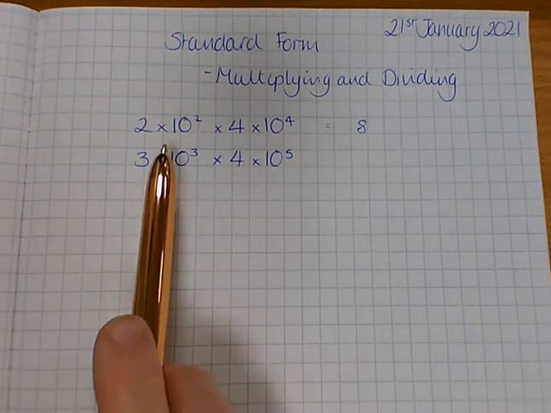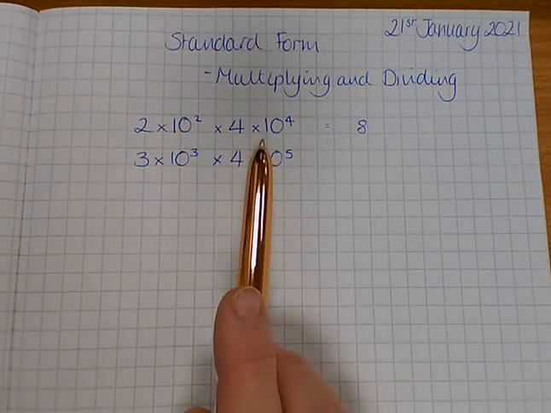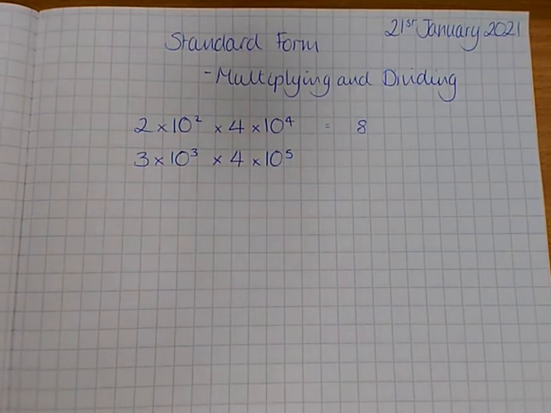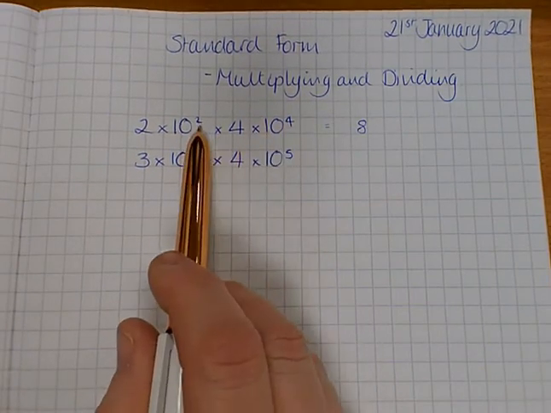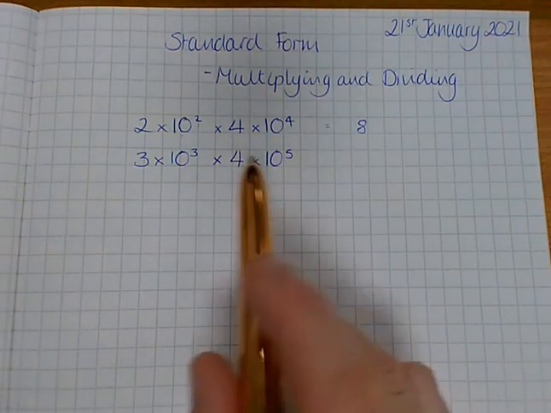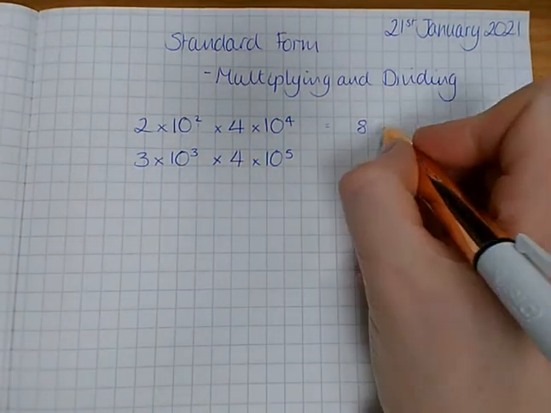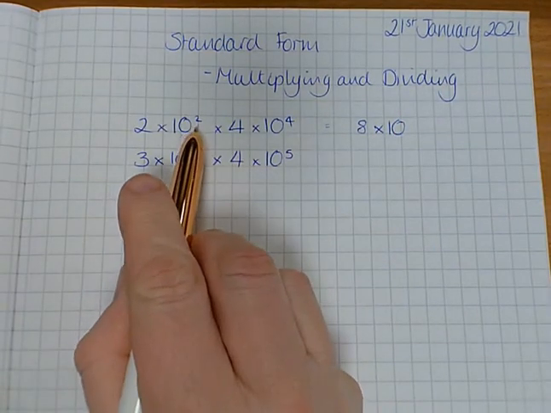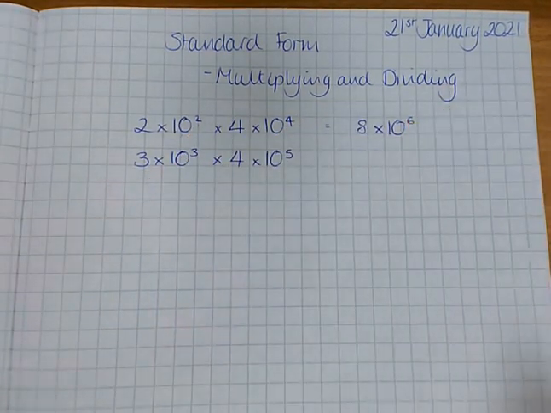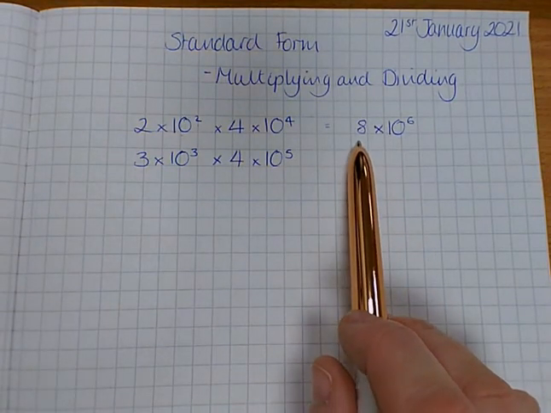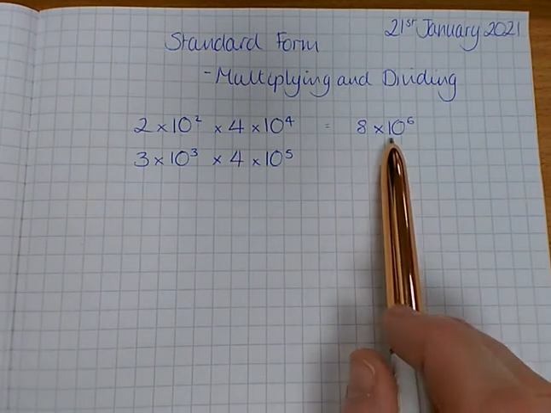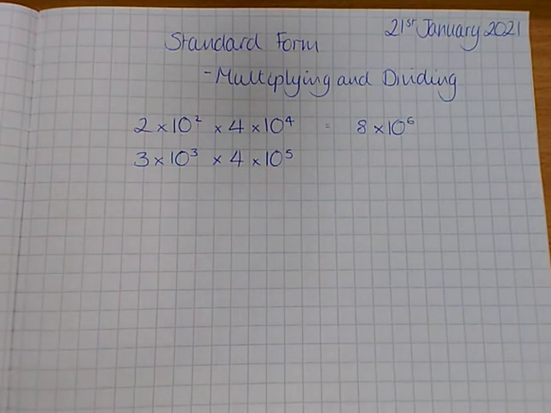We then need to think about multiplying the 10 to the power of 2 by 10 to the power of 4. Now if you remember our work on index laws, we know that if we have something to the power of something multiplied by something to the power of something, again we add the indices. Okay, so we can say that the 2 times the 4 equals the 8 times 10 to the power of 2 plus 4 is 6. Now we can check that this is in standard form. Our number here is greater than or equal to 1 but less than 10, and we've got times 10 to the power of something here.